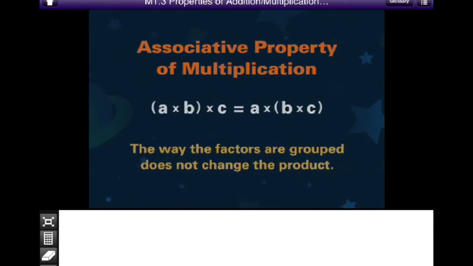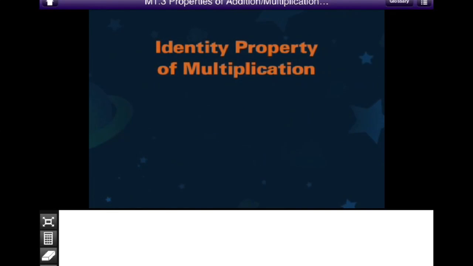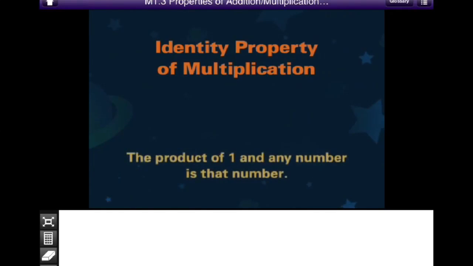Mr. Two, I know the identity property of multiplication. Well, then please share it with us. The product of 1 and any number is that number. For example, 5 times 1 equals 5, and 1 times 3 equals 3.